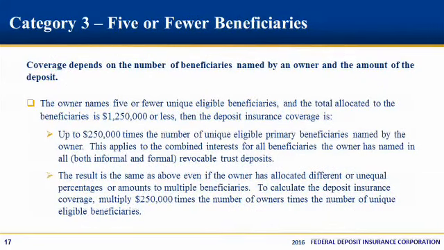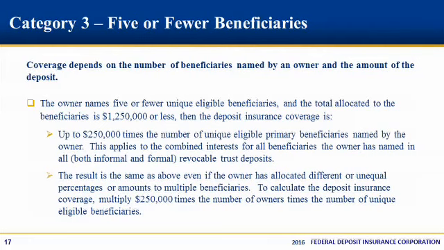Now that we have answered these 7 critical questions, let us explore further how to calculate coverage for revocable trust accounts. As we mentioned, for revocable trust accounts, deposit insurance coverage is based on the number of beneficiaries and whether the beneficiaries are to receive equal or unequal allocations when the owner of the trust deposit dies. Let's look at the portion of the rule pertaining to 5 or fewer beneficiaries.